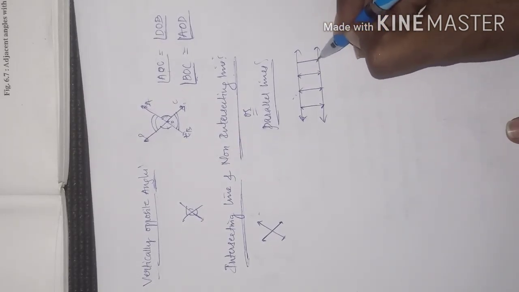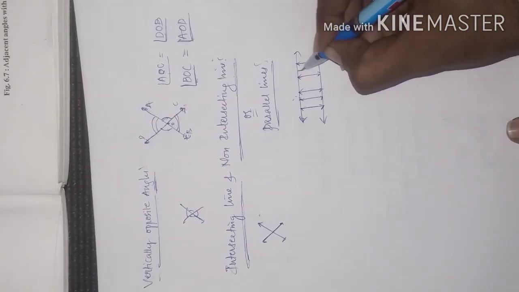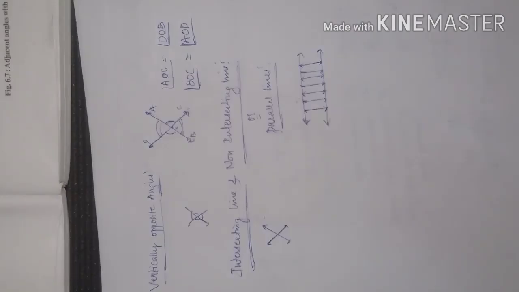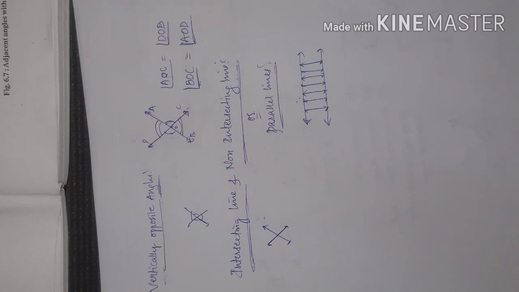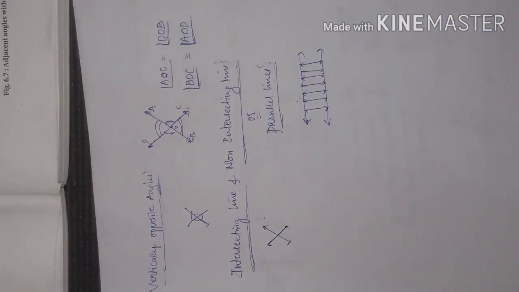Non-intersecting lines are those which have equal distance between them. They never meet on a plane, we can say. Non-intersecting lines are the lines which have equal distance between them, which never meet on a plane. This is about the non-intersecting line.